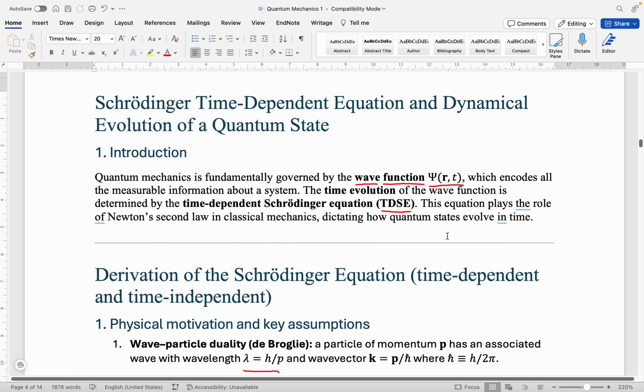It's not really a derivation. It's like we are getting a result by putting in place the different functions and using the concept of de Broglie wavelength and writing down the wave equation and so on.